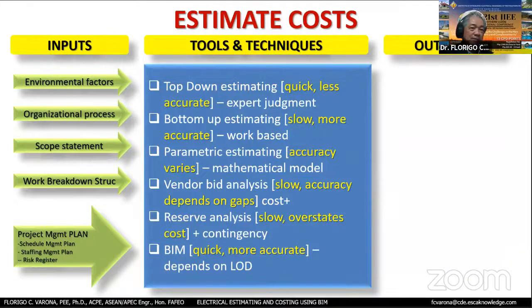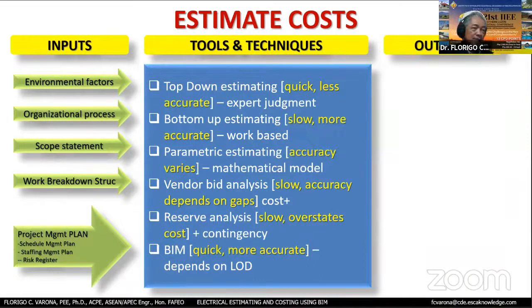And that we cannot submit our bid. So if you will notice, the one is top-down estimating, you run through it and come up with a quick estimate. Then the other one is bottom-up estimating, wherein you really review everything and then come up with a much more accurate estimate.